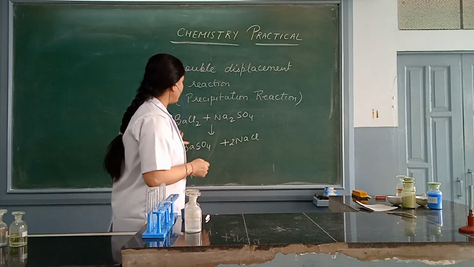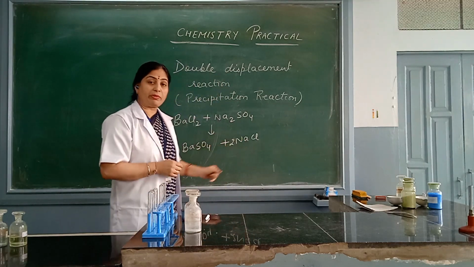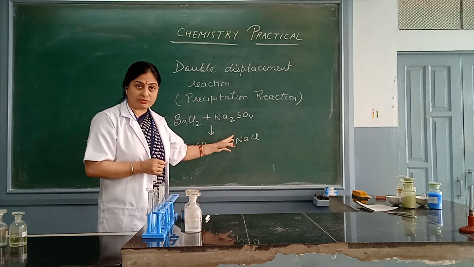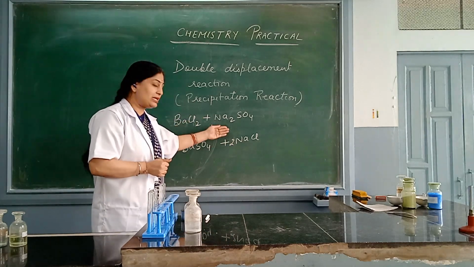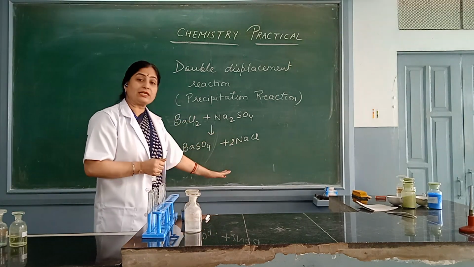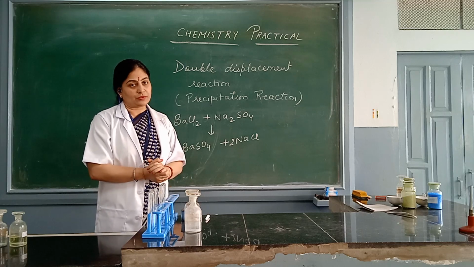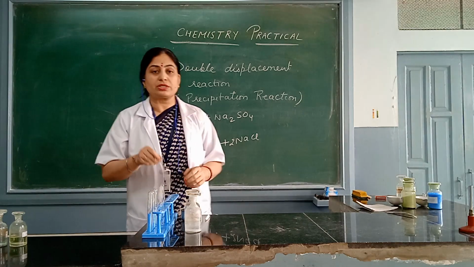So precipitation reaction is one of the types of double displacement reaction. So today we are going to discuss the reaction between barium chloride and sodium sulphate, and after mixing these two, how the precipitate is formed, here we'll explain. So let us start the reaction, how this reaction takes place.